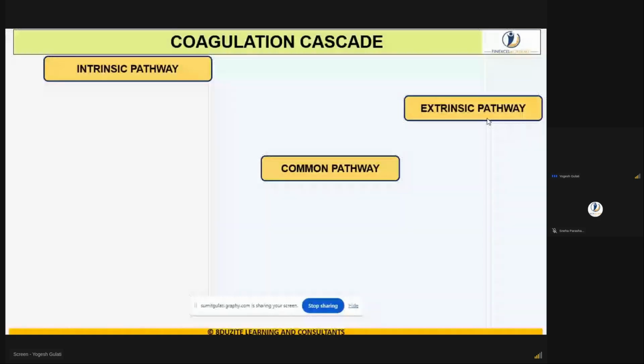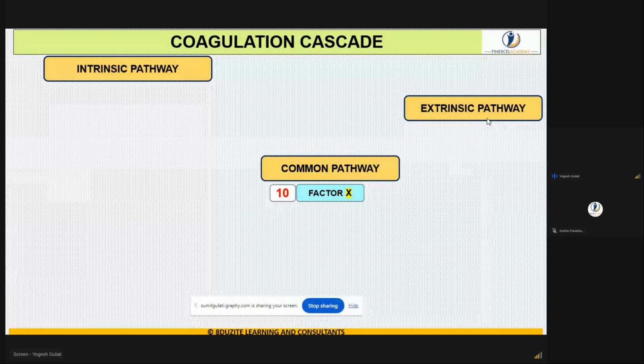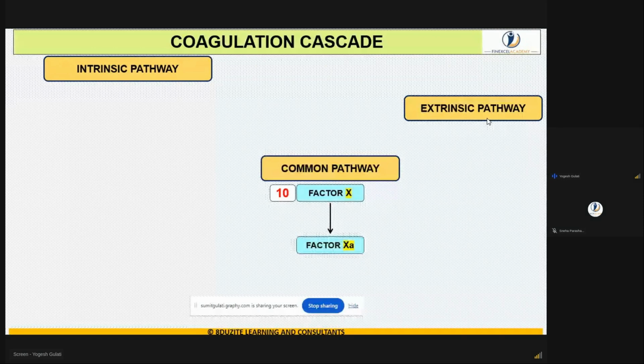We know that in any type of sport, be it cricket, hockey, football, the best player of that sport has jersey number 10. That jersey number 10 player remains in the center of the field. Similarly, factor 10, which is the most important factor in this entire coagulation pathway, remains in the center of the entire pathway. This is the common pathway. The coagulation starts when factor 10 gets activated to factor 10A.